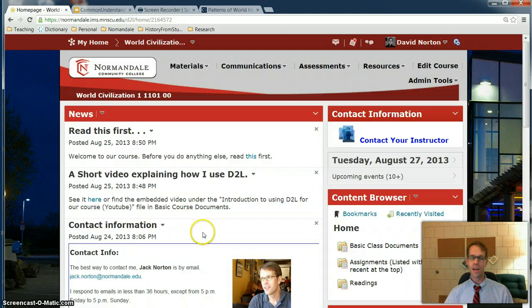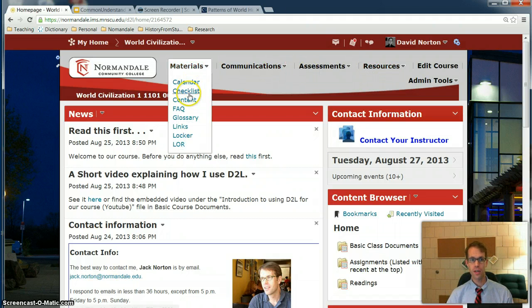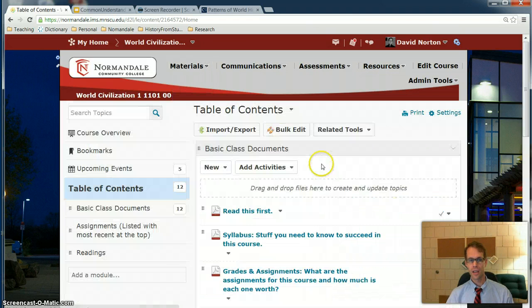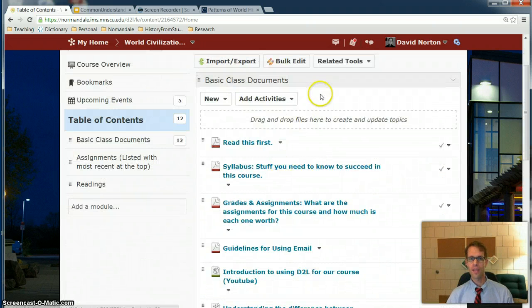To start out with, we don't have a classroom, so instead of reading you the syllabus, which would be impossible, I have a syllabus scavenger hunt. First, under materials, go to content, find the syllabus, and read that.